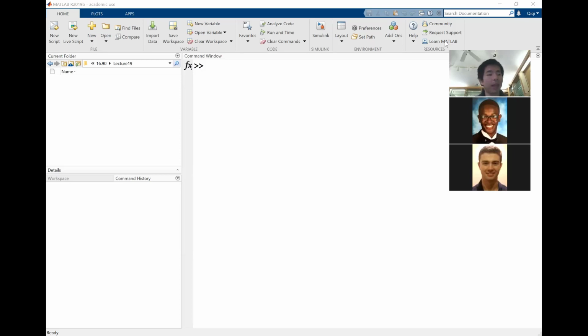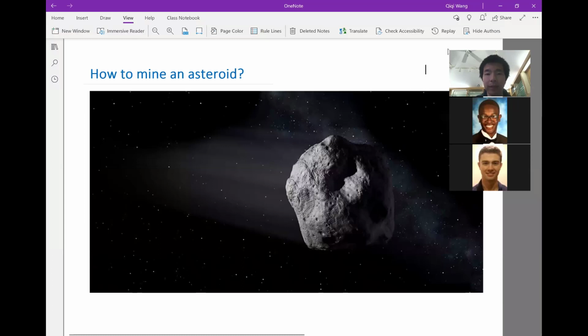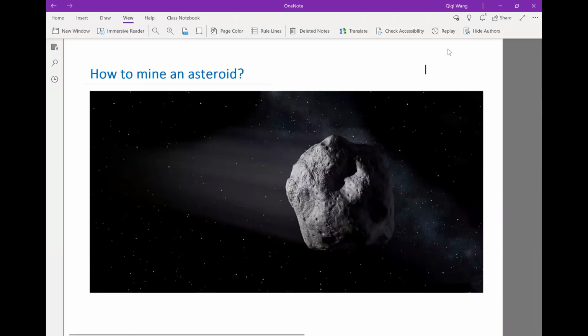Right. Okay, so now let's continue discussing Monte Carlo methods. So that's our last portion of the lecture on Monte Carlo methods. Today I'm going to start with a review of what we discussed in the last lecture with an example. The example is on how to mine an asteroid.